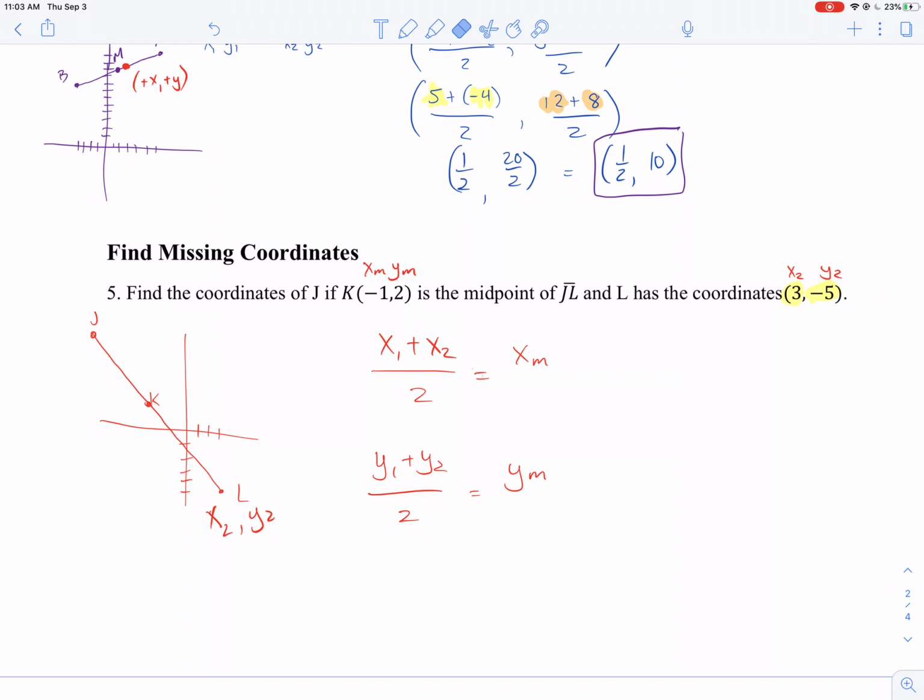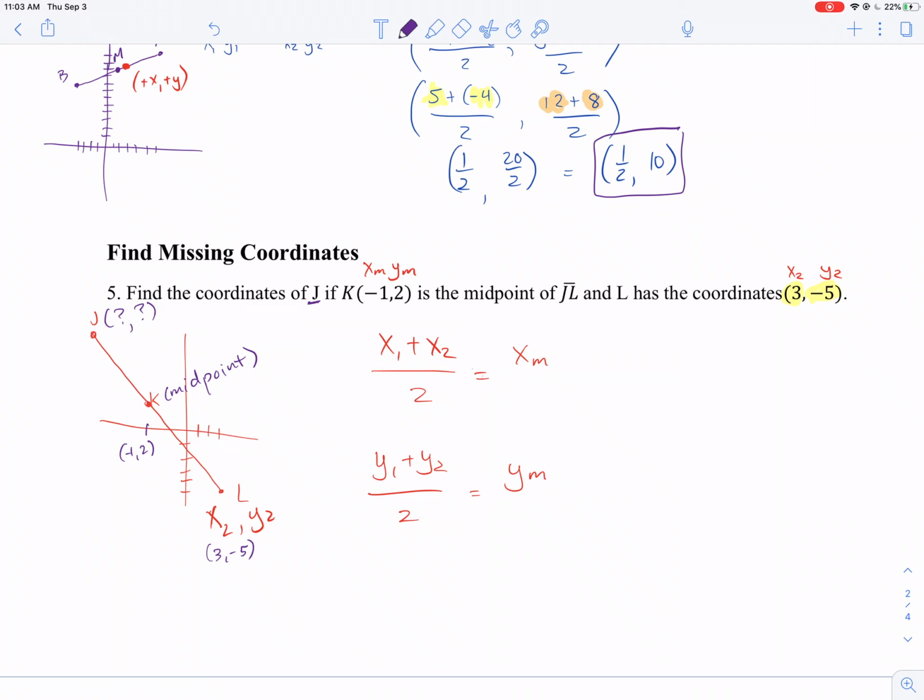We're finding the coordinates of J. So we don't know what this one is. Okay, K told us it was the midpoint. And L has coordinates of 3, -5. So I plotted it at 3, -5. I plotted K at -1, 2. Maybe my K is a little too far over, but we'll say it's -1, 2. So I just drew a sketch of where J potentially could be located.